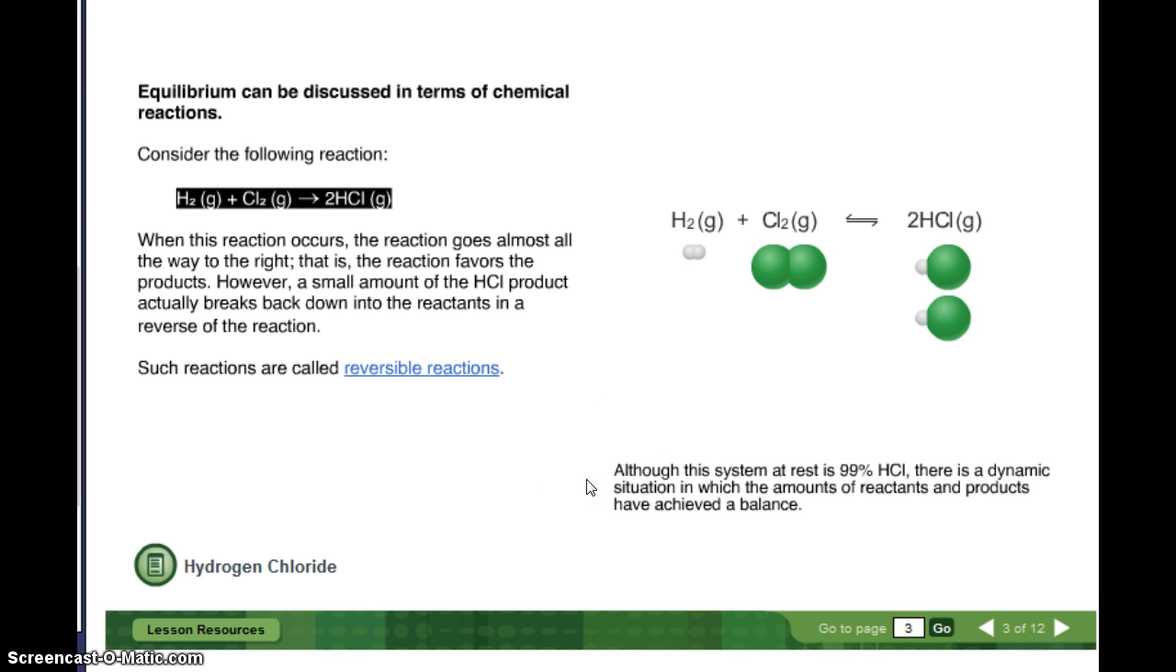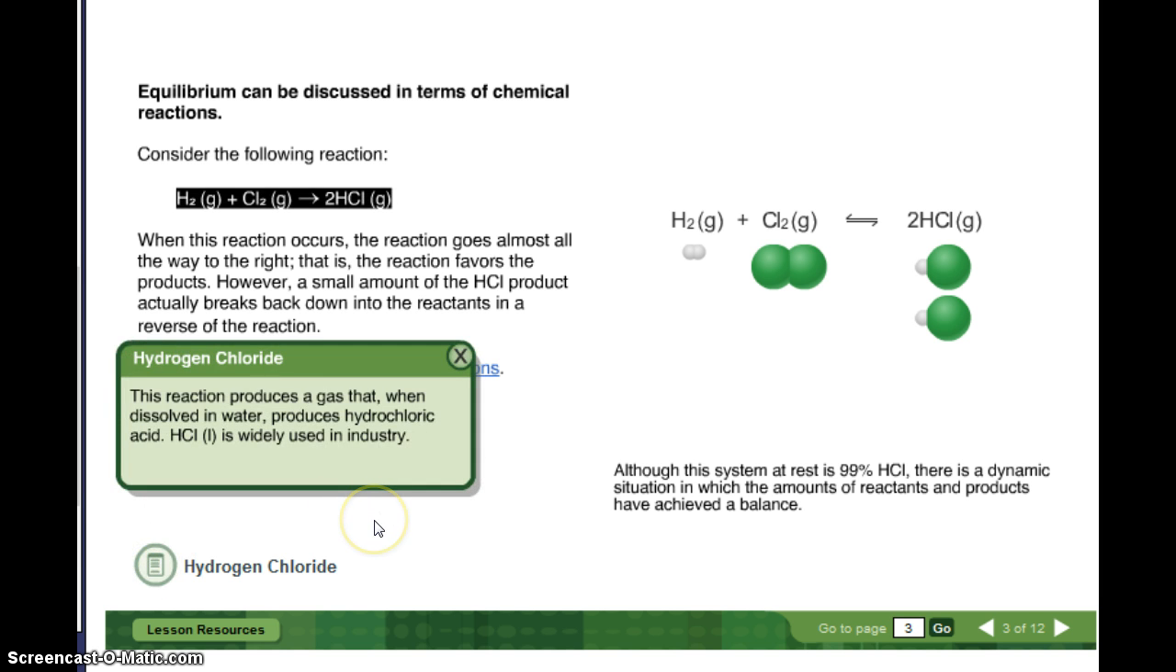Although the system at rest is 99% HCl, there is a dynamic situation in which the amounts of reactants and products have achieved a balance. So there is still a little bit of back and forth. Hydrogen chloride: this reaction produces a gas that, when dissolved in water, produces hydrochloric acid. HCl liquid is widely used in industry.